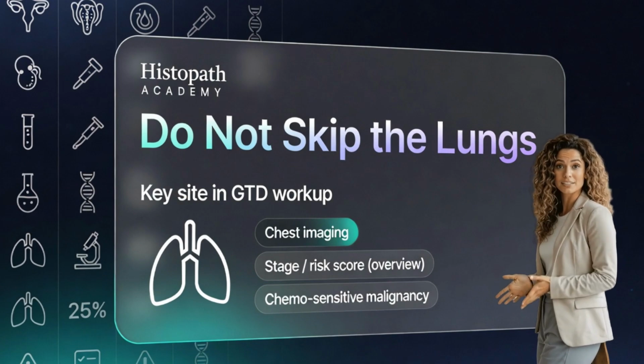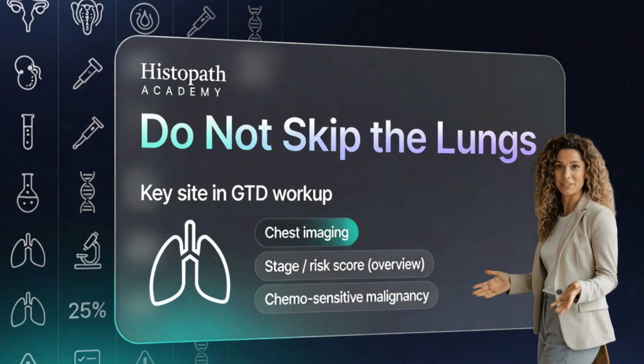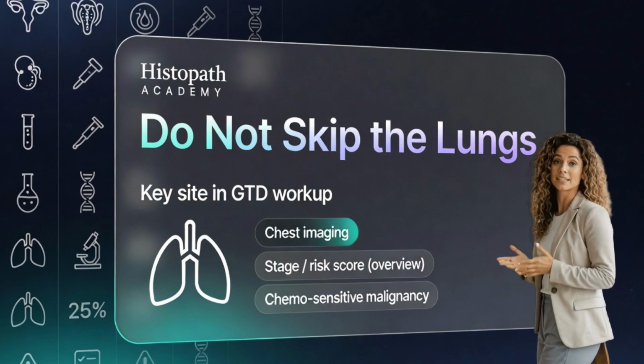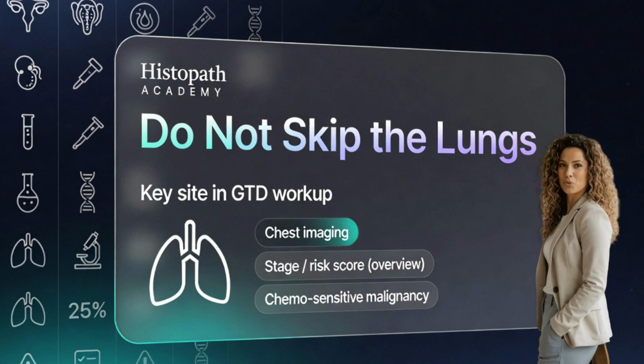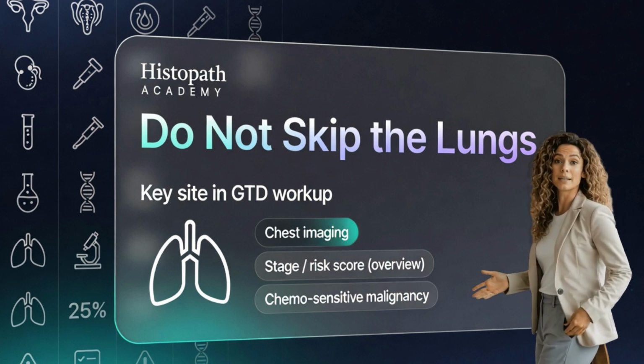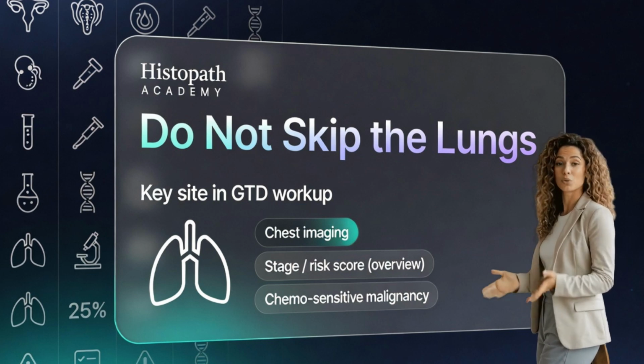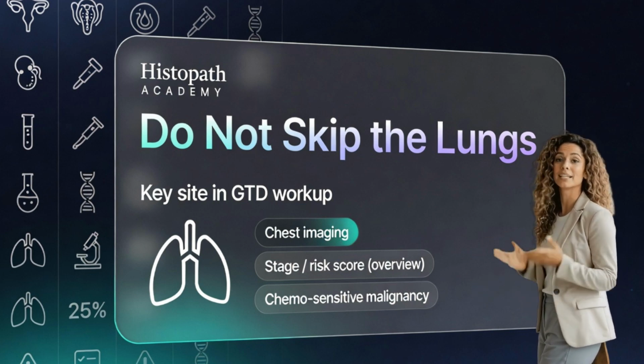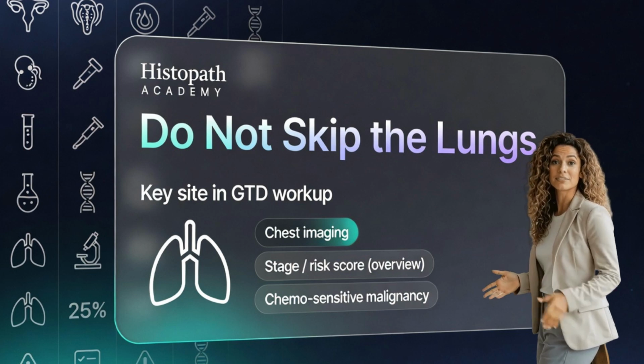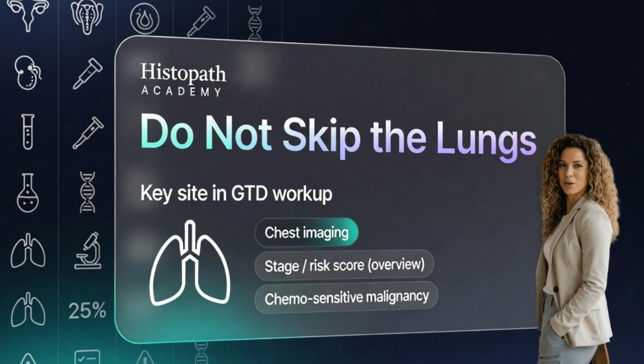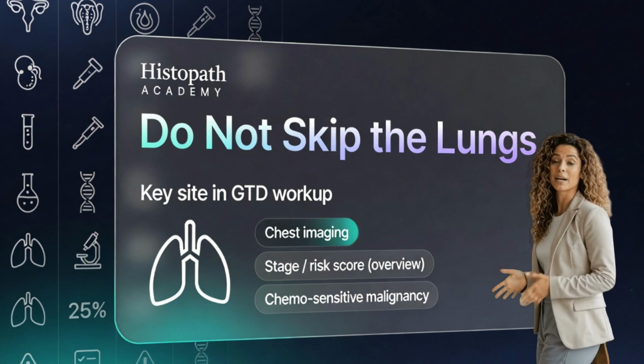Do not skip the lungs. Don't forget the lungs. In GTD, the lungs are a key site to evaluate, so chest imaging becomes an important part of workup when indicated. And here's the exam pearl. Choriocarcinoma is highly malignant but classically chemosensitive, so early detection through follow-up and staging changes outcomes dramatically.